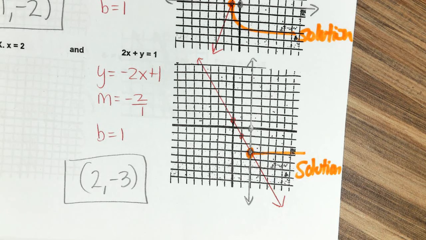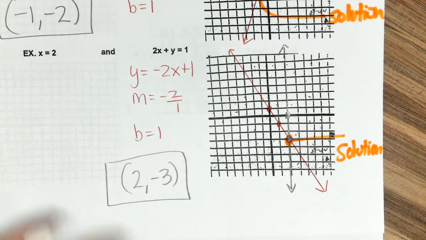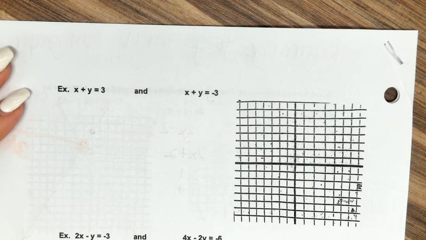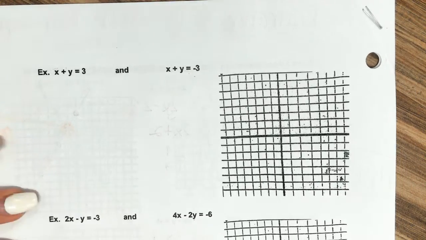Did everybody get the answer of 2, -3? Yes? Do we want to do any more? They're all the same. No. Does anybody want to do any more? Oh, I did one. One more? Yeah. We can do one more. Let's do one more and then we're done. You want to try it on your own? All right, go.